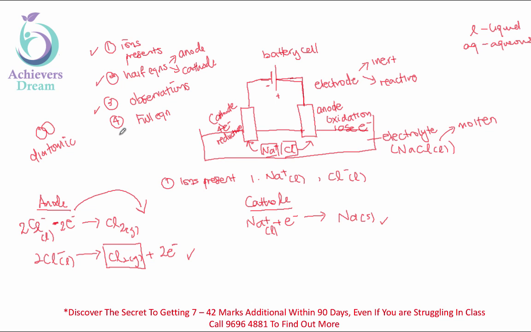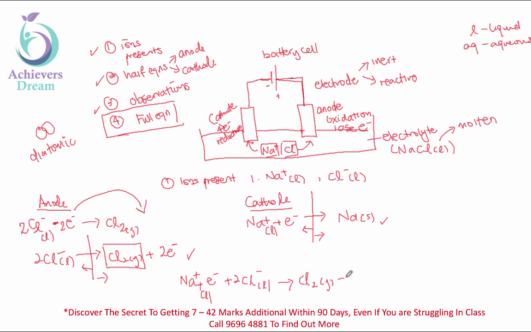Let's go to the full equations. Once I explain how I derive it, it is very easy for you to understand how to do this. First I write down what's on the left and what's on the right. What's on the left? Na plus, e minus, plus 2Cl minus, molten, to give you Cl2 gas plus 2e minus plus Na.